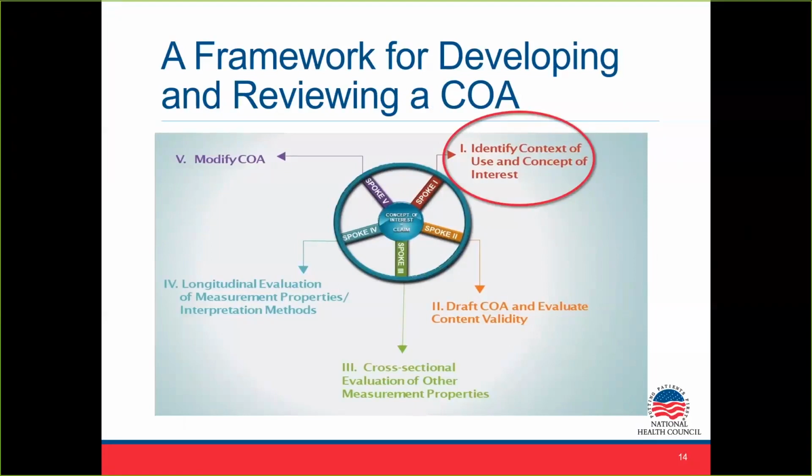It is also known as the wheel and spokes diagram because the process for developing a fit-for-purpose COA is iterative. What I would like you to know about this diagram is the very first step of the process, which involves identifying the context of use and concept of interest, which is the focus of today's webinar. The entire process proceeds clockwise around the wheel until you reach the end, where you may need to modify the COA or the context of use and reevaluate.